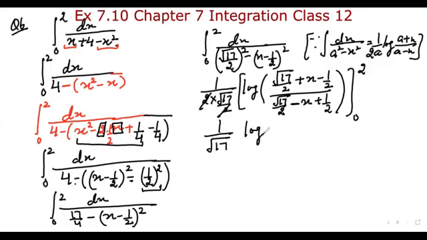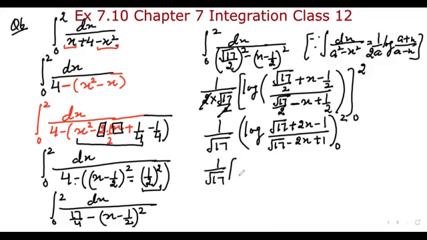This will be log. Now if you take the LCM here to simplify, this will be root 17 plus 2x minus 1, and this will be root 17 minus 2x plus 1. Now we will put the limit 0 to 2. This will be 1 by root 17 outside. Inside, if I put 2 in place of x, then this will be 4 minus 1, 3. So I can write it as root 17 plus 3. If I put 2 here, minus 4 plus 1, minus 3. So root 17 minus 3.